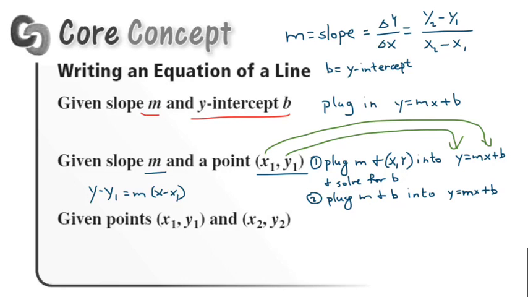Last but not least, if you're given 2 points, well, so what? Find m. Remember, m equals whatever the change in y is over whatever the change in x is, so just subtract your y's and divide it by subtract your x's. So y2 minus y1, divided by x2 minus x1, and reduce. So that gets you m. That would be step one.